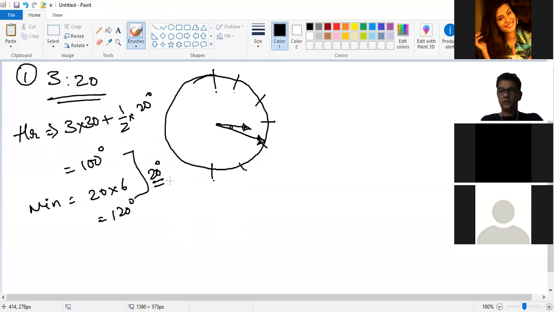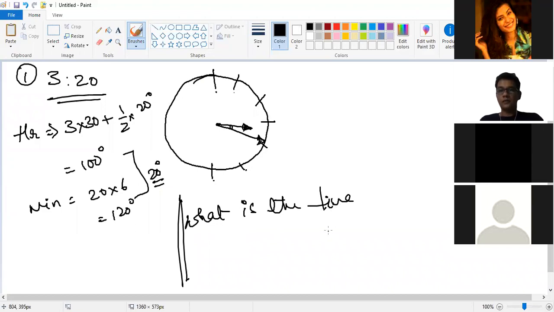All of you clear with this? This is the first kind of question that we were doing, right? The angle between the two hands. So it was easy. If someone says, what is the angle when the time is 3:20? Everyone can say the angle between the two hands is 20 degrees. But now if I say, what is the time?